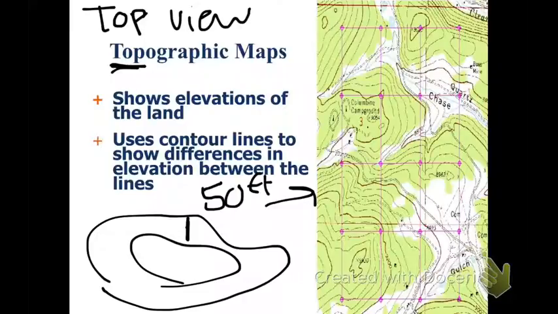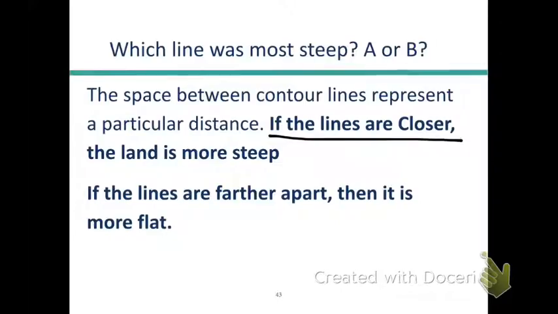I'm going to move on. As long as you have that it uses contour lines, then you got everything you needed off of this slide. So if contour lines are close together, the land is steep. If contour lines are far apart, the land is flat. So close contour lines equals steep, far contour lines equals flat. All you need to write is that.